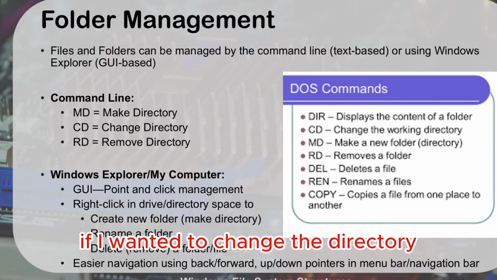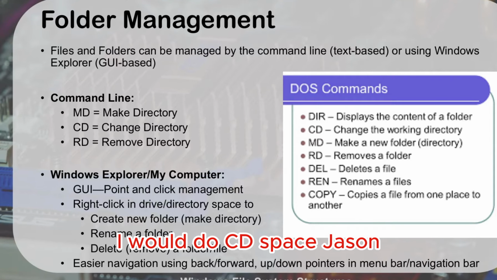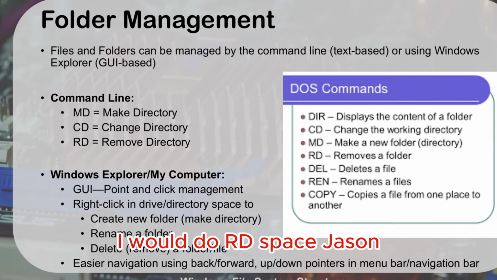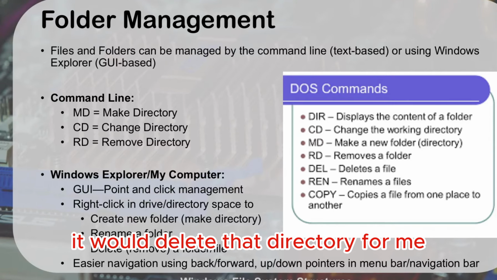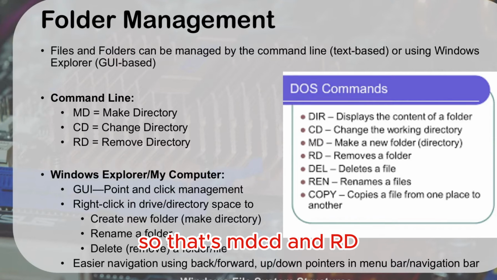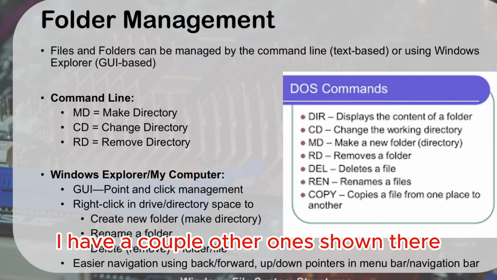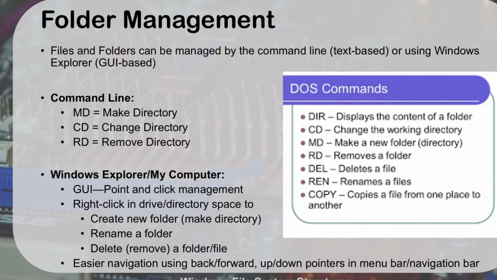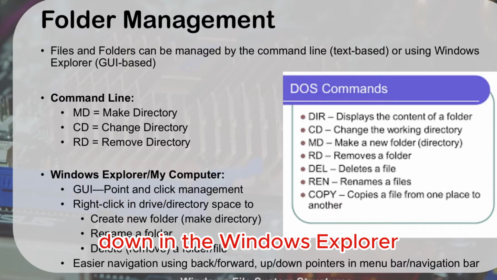If I wanted to change the directory, go into that directory I just created, I would do CD space JSON. If I wanted to remove a directory, I would do RD space JSON. It would delete that directory for me. So that's MD, CD, and RD. Over on the right, I have a couple other ones shown there, like deleting a file, renaming a file, or copying a file.